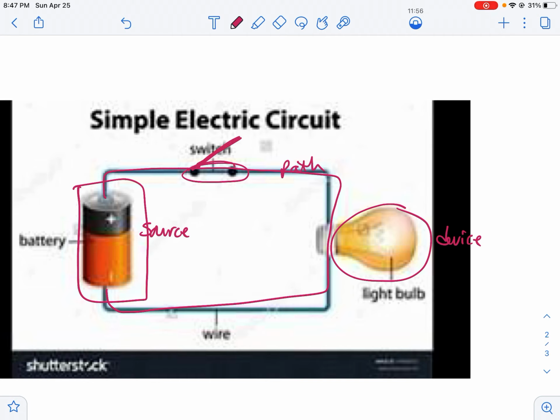If we were to open up that switch, then the electrons would get stuck up here, and the light bulb would go off, and that would be an incomplete circuit because the electrons can't get all the way around. But like I said, as long as this switch is closed, then we have a complete circuit.